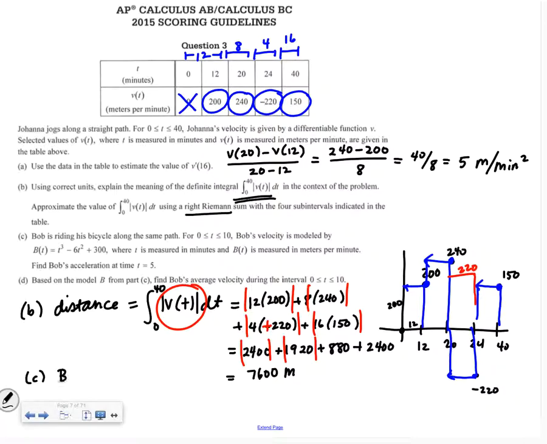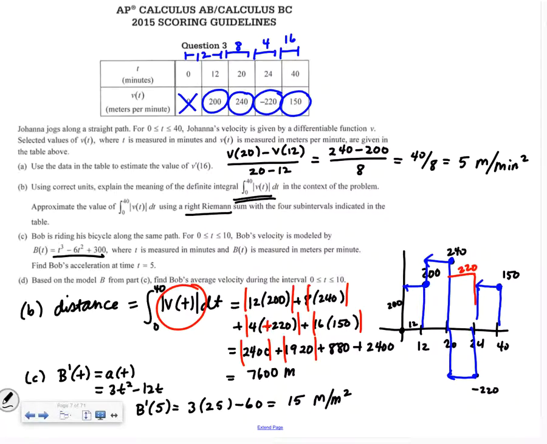Okay, so this is a pretty easy question. If I want to get the acceleration, I just take the derivative, right? So it's going to equal 3t squared minus 12t, and that's it. And then we're going to plug in acceleration at time 5. So we're going to get 3 times 25 minus 60. So 75 minus 60 is 15. Okay, and it's an acceleration, so it's not going to be meters per minute like the velocity. It's going to be meters per minute squared.